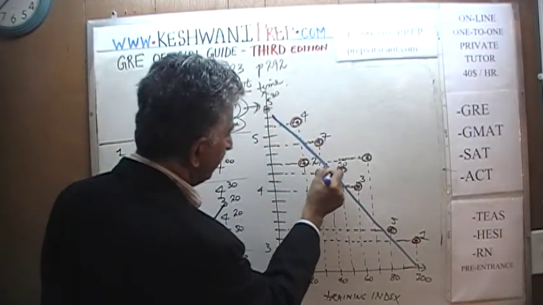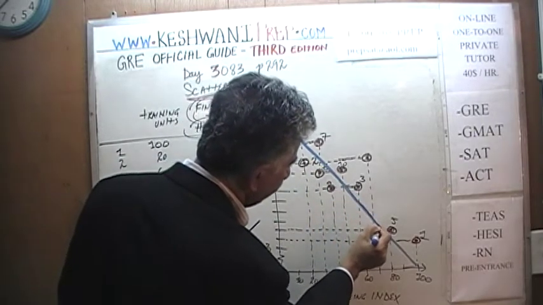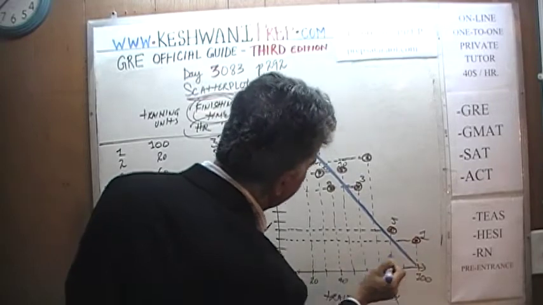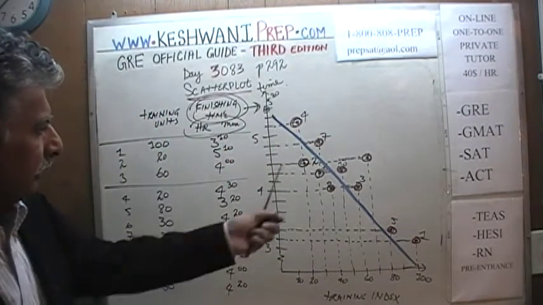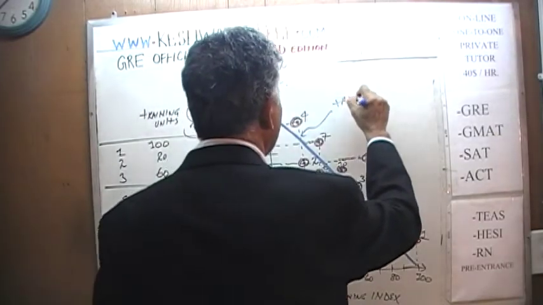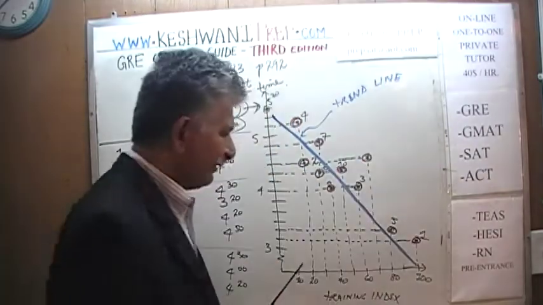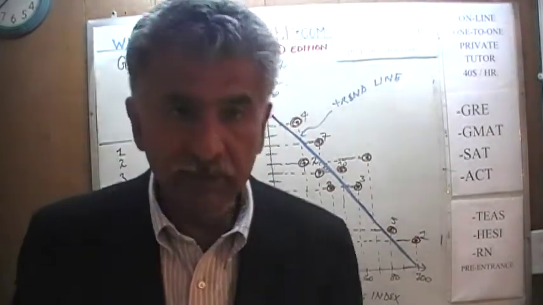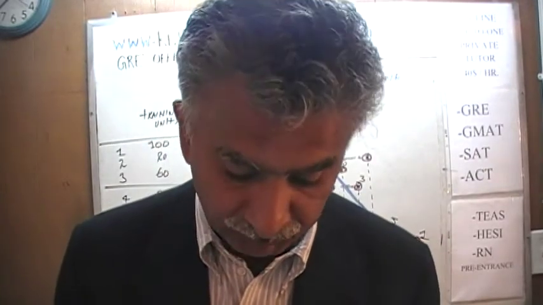Voila. I'm not going to get greedy. I think I'm going to leave it like that, because the more we play with it, the more it's not going to look better. It's going to look uglier. As you can see, the blackboard is slippery, so it's going to go all over. There is our trend line. This is called the trend line. And that is what will be given to us in the exam. And based on that trend line, they will ask you a couple of questions.